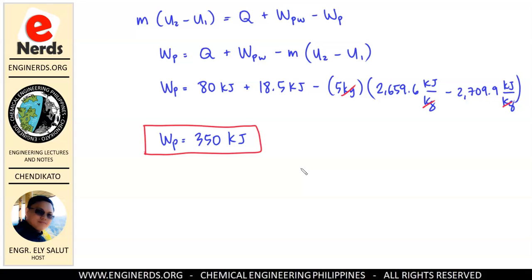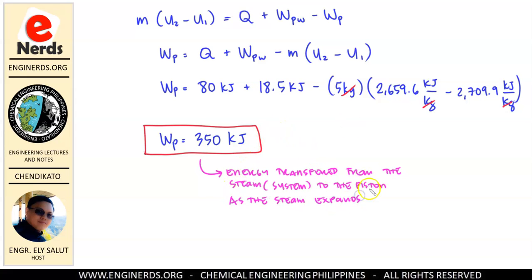Yan yung sinasabi ko noong nakaraan, that it will depend on how you use the equation, no? Ang mahalaga rito, you know what is going on and you know how to use the equation na pinili ninyong gamitin. Okay, so in order to be clear, I would write here what actually happened. It means here that energy is transferred from the system. So this 350 kilojoules is the energy transferred from the steam, which is our system, to the piston as the steam expands during the process.